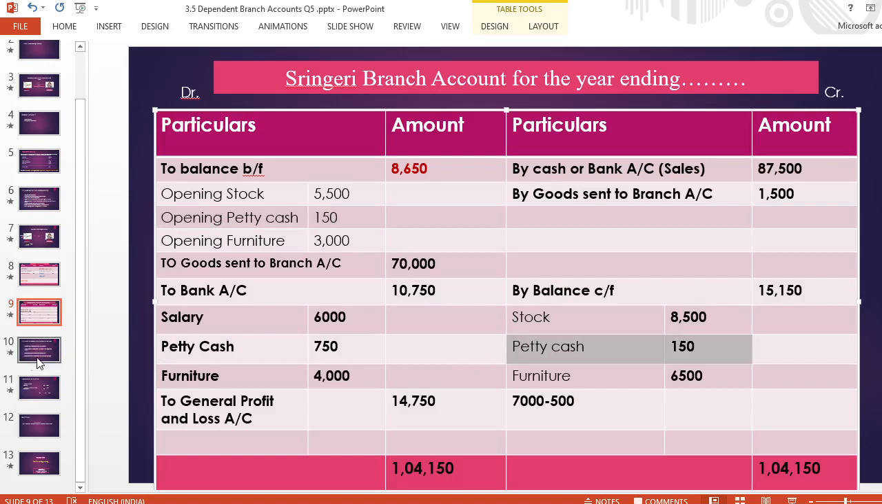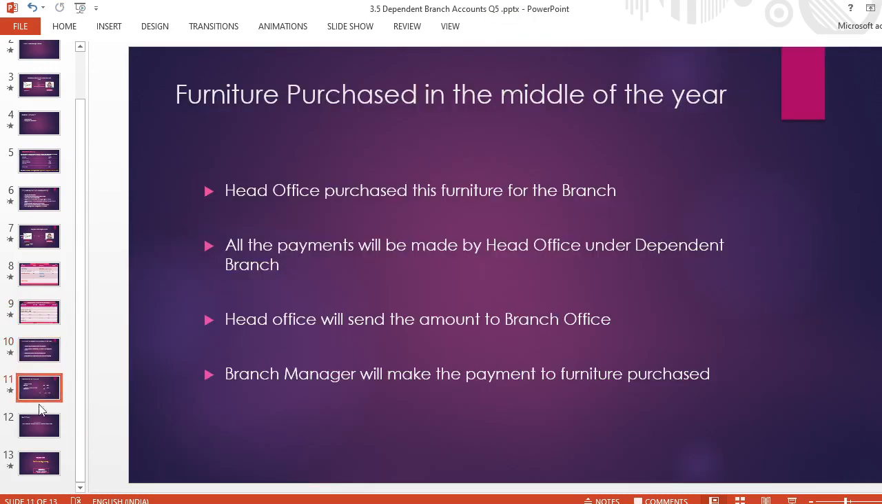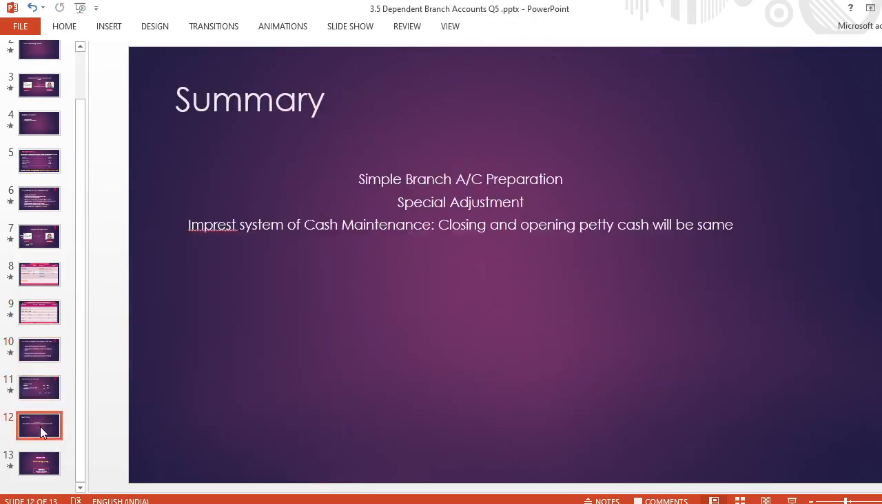So if you have any doubt, you can ask. Of course, I guess you understood this branch account preparation. So let me summarize. So we have seen the simple branch account preparation under debtor system. So you see, in this problem, the special adjustment is imprest system of cash maintenance. You should remember closing and opening petty cash will be same under imprest system.